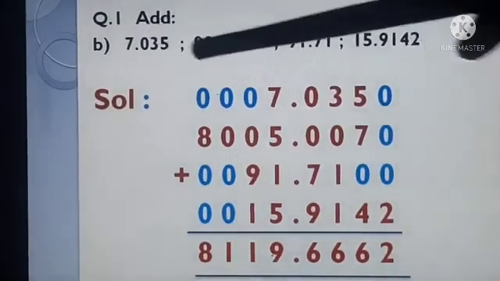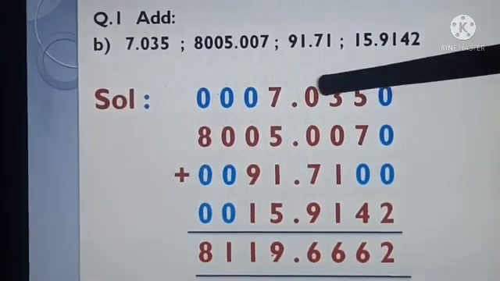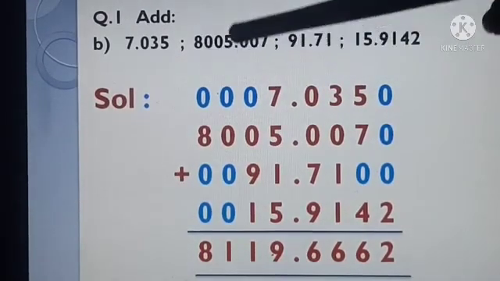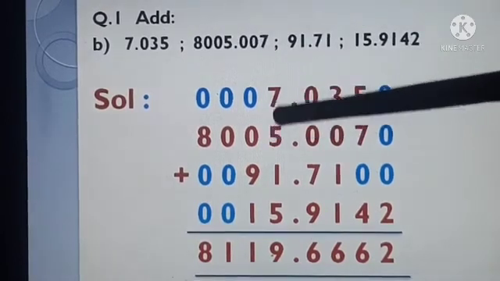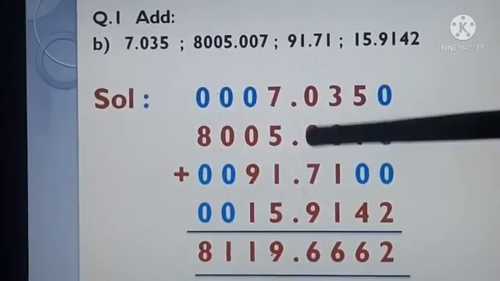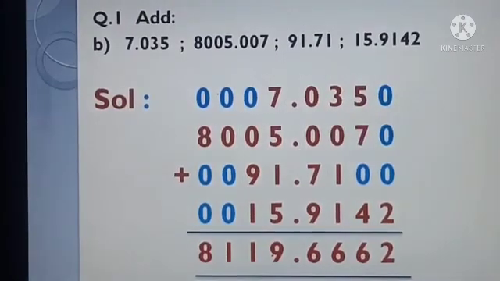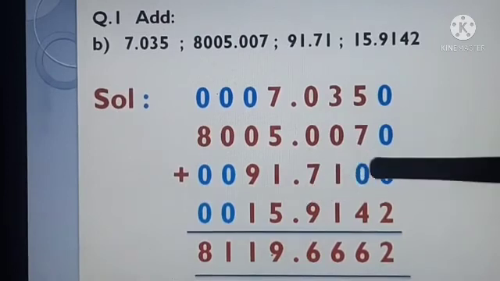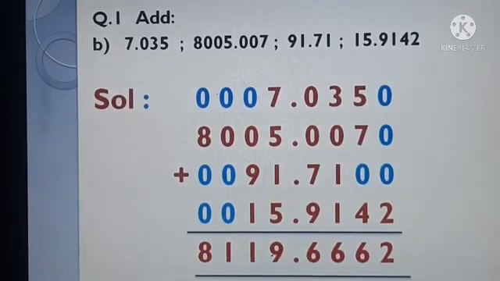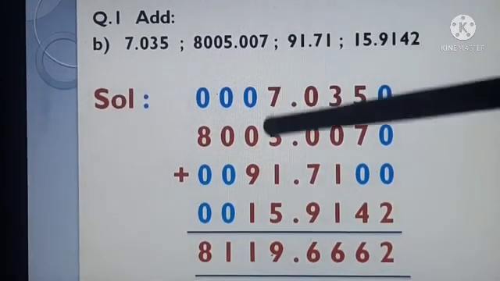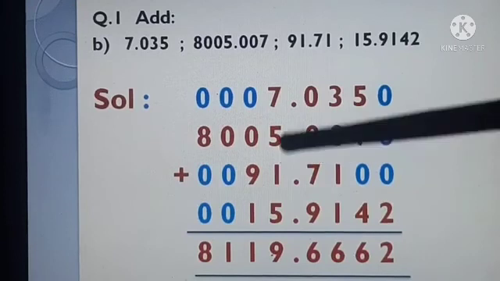So first of all write 7 decimal 035, then 8005. Take care that 5 is at ones place, so ones place 7 के नीचे 5 आएगा. 8005 decimal 007. Then 91 decimal 71. When you write down the numbers for addition in columns, be careful that you check have we written correctly. Ones is there at ones place, so here ones should be at ones place.